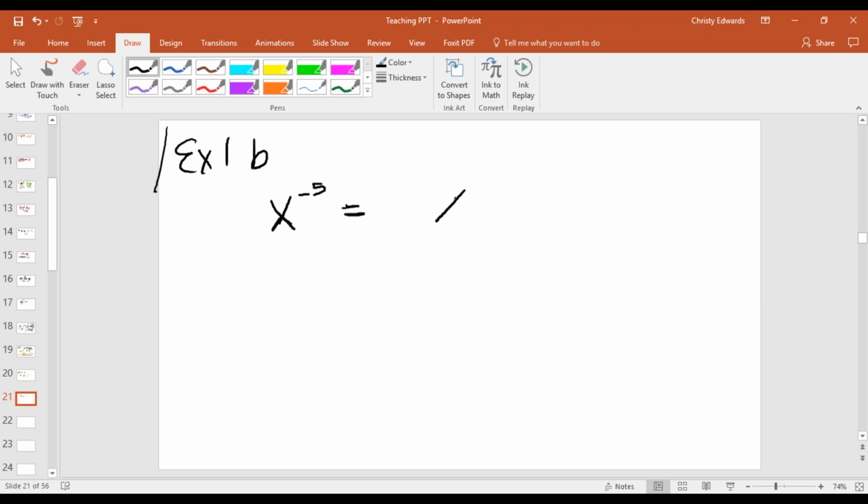Yes, the new lesson is the negative exponents. We kind of just moved into it a minute ago.